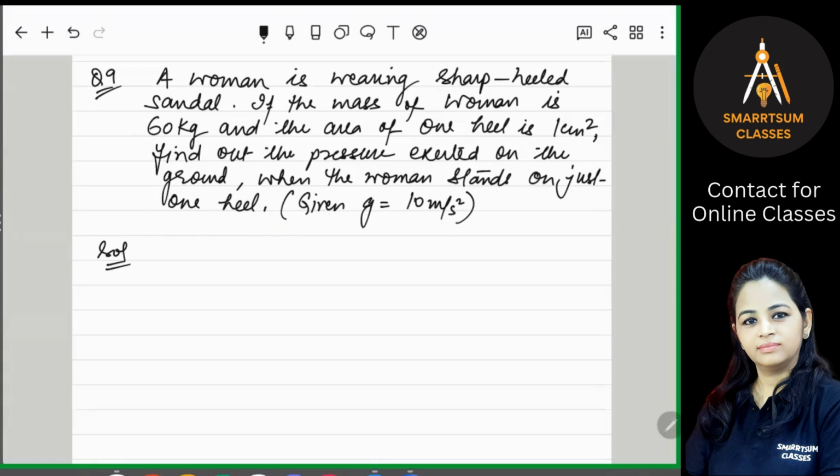Now in this case, the force will be the weight of the woman, yes or no? Where is the force coming from to create the pressure? This force is coming from her weight, right? What is weight? Weight is the force, isn't it? So here the force will be the weight of the woman. Are you getting that?